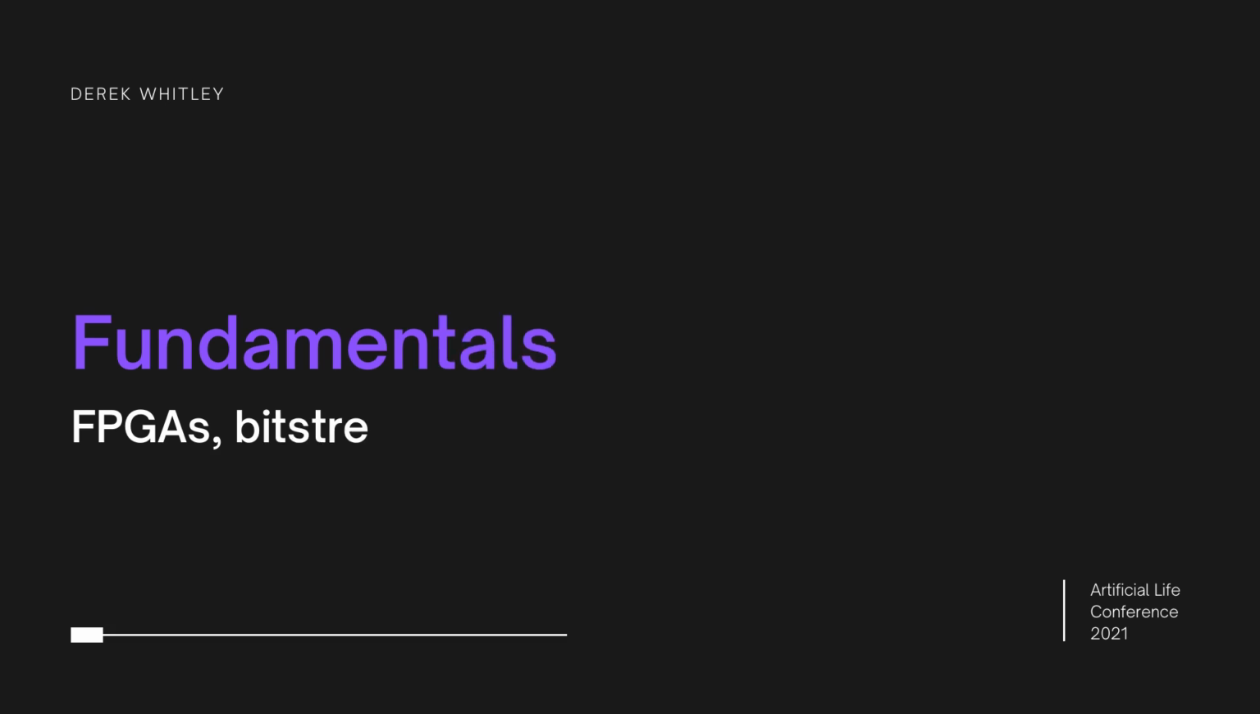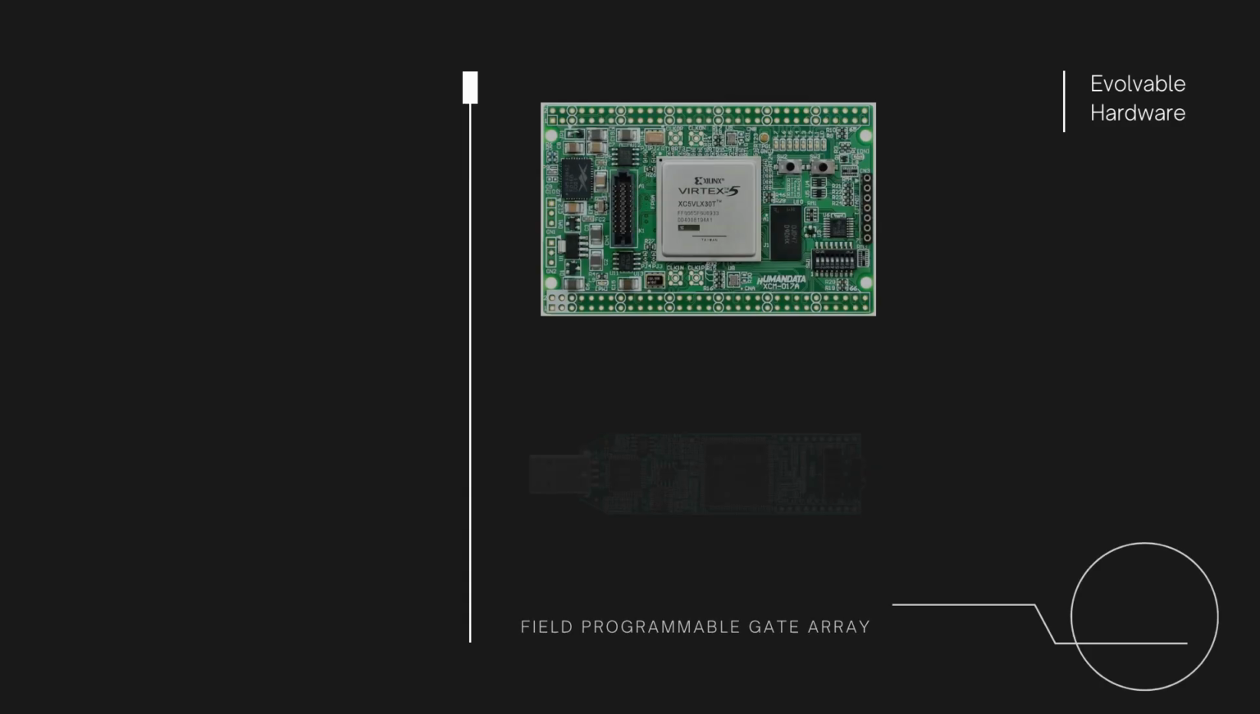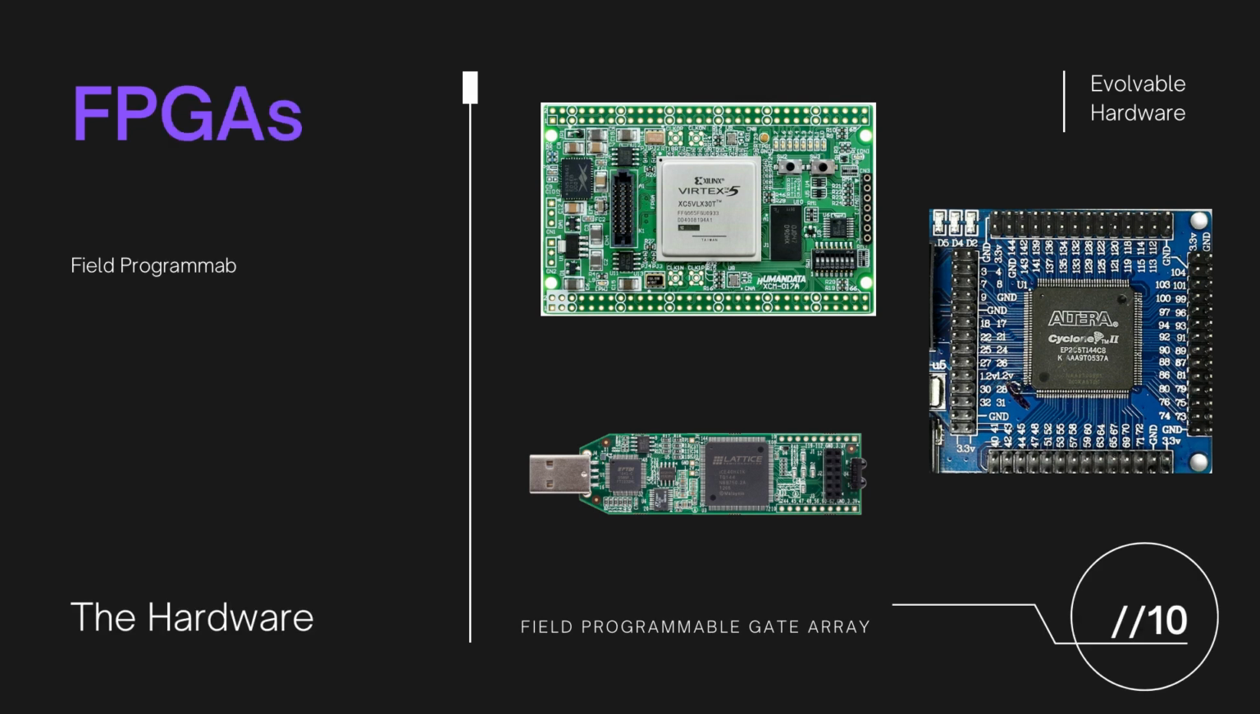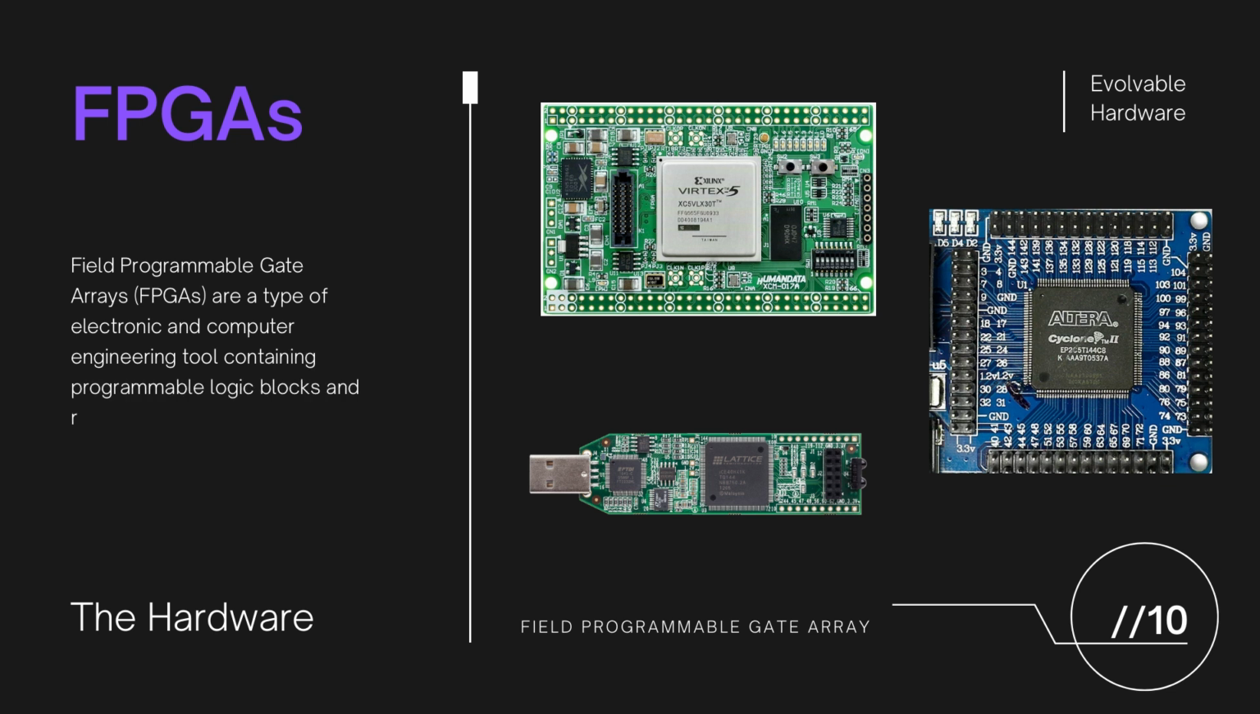Starting with the fundamentals, we'll cover FPGAs, bit streams, and circuit evolution. FPGAs, or Field Programmable Gate Arrays, are a type of universal computing tool constructed of a matrix of addressable logic elements in reconfigurable interconnects. Unlike a conventional computer processor that takes procedural instructions in binary form, an FPGA accepts a stream of binary bits known as the bit stream to construct a circuit.